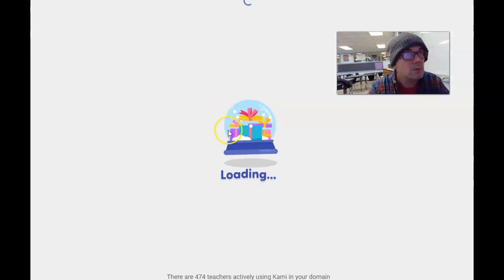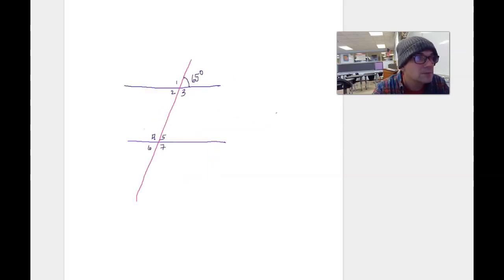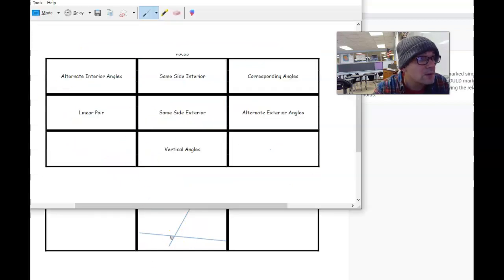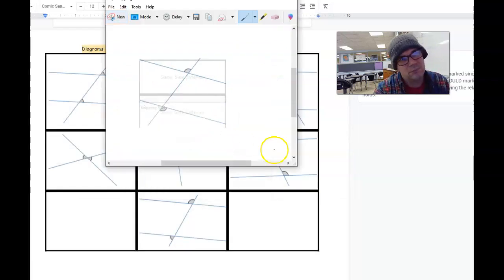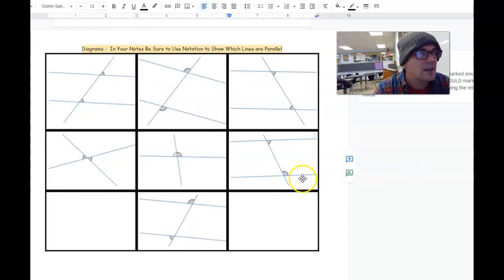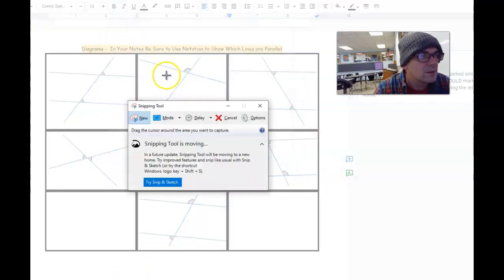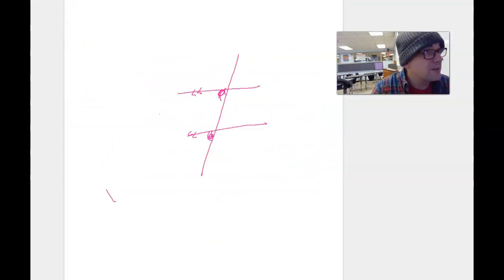Whoops, I need that tab. Loading. Alright. So, hello. I've got to use the screen snipper tool. Ga-ding. That's not how that's supposed to look. What in the heck? That's weird. Don't know what's going on there. Alright, so let's break down this one for a sec.